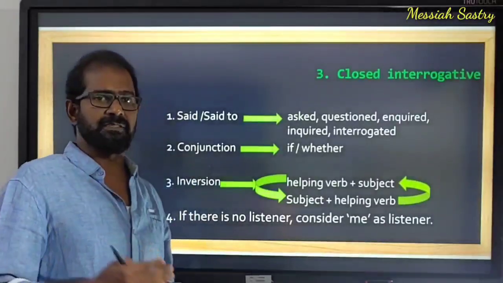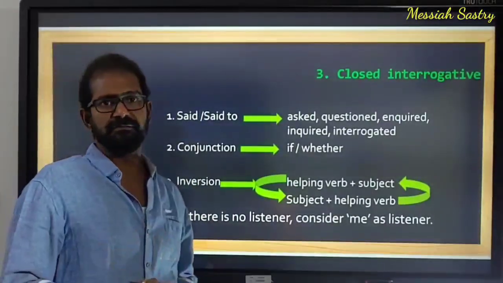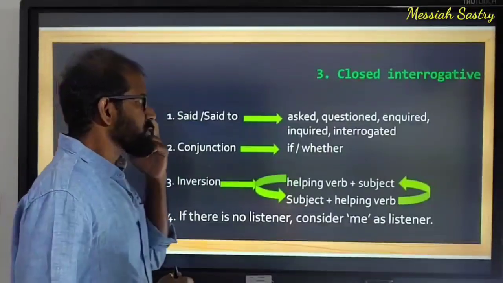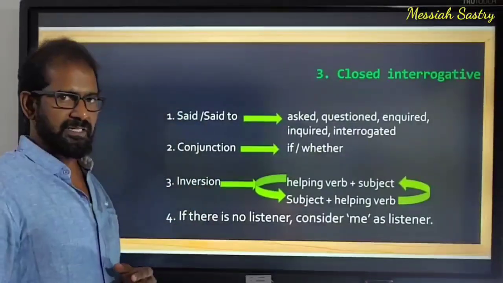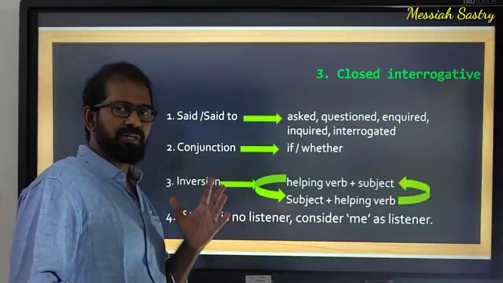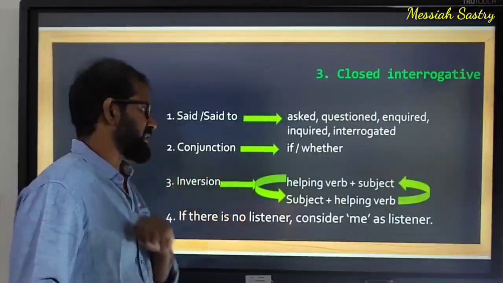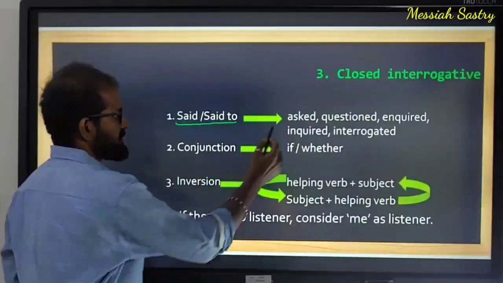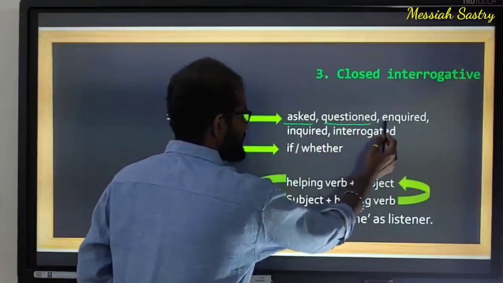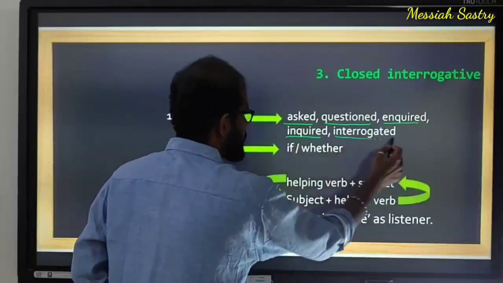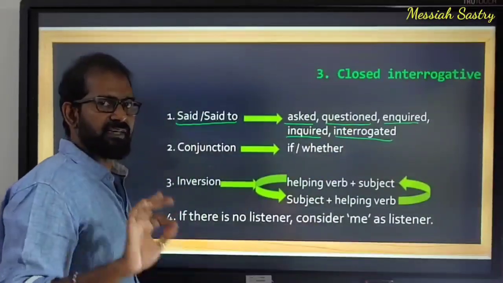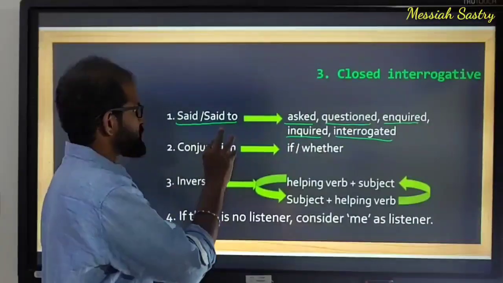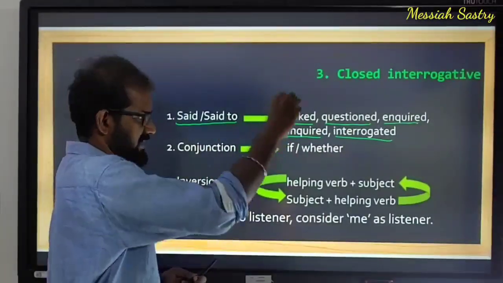The third kind of sentence is the closed interrogative sentence. Let us see what changes we need to make when changing it from direct to indirect. Said or said to changes to asked, questioned, inquired, or interrogated, just like in an open interrogative sentence.